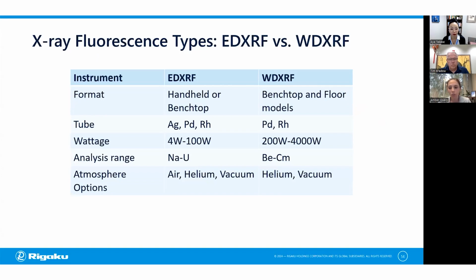For your atmosphere options, we'll talk about this a little bit as we get to sample prep, but you can analyze in air, helium, or vacuum depending on the energy dispersive spectrometer. In wavelength dispersive, we're typically talking helium or vacuum. And at the end of the day, cost is always a main factor. Typically your energy dispersive spectrometer is going to be a lot cheaper than your wavelength dispersive spectrometer. So it just depends on what you need to get the job done.